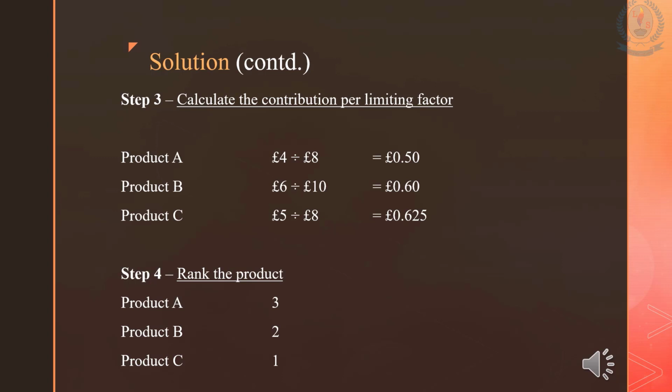Step 4 is to rank the products. Based on the results shown in step 3, rank the contribution per limiting factor from 1, the highest result, to 3, the lowest result. So, as you can see, product C is ranked as number 1, product B is the second one and product A is the third one. Materials will first be allocated to product C. If there are still materials available, they will be allocated to product B fully. If there are still materials left after allocating to product B, the remainder will be allocated to product A.